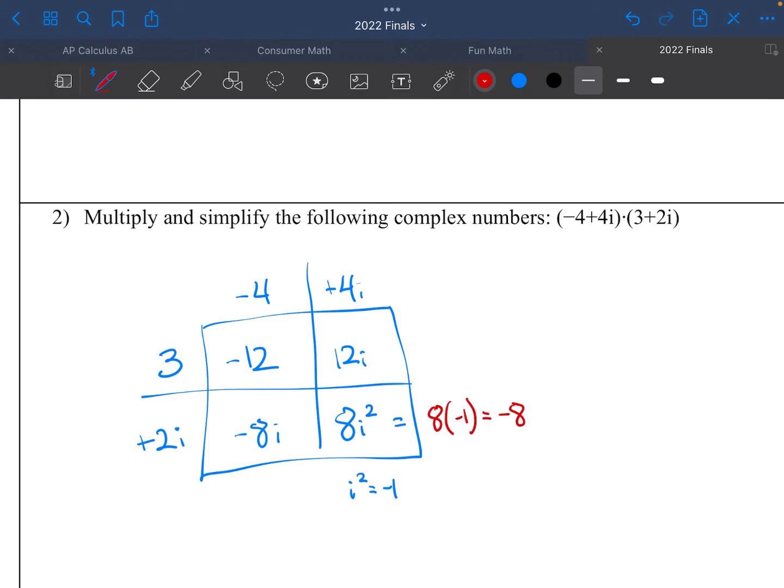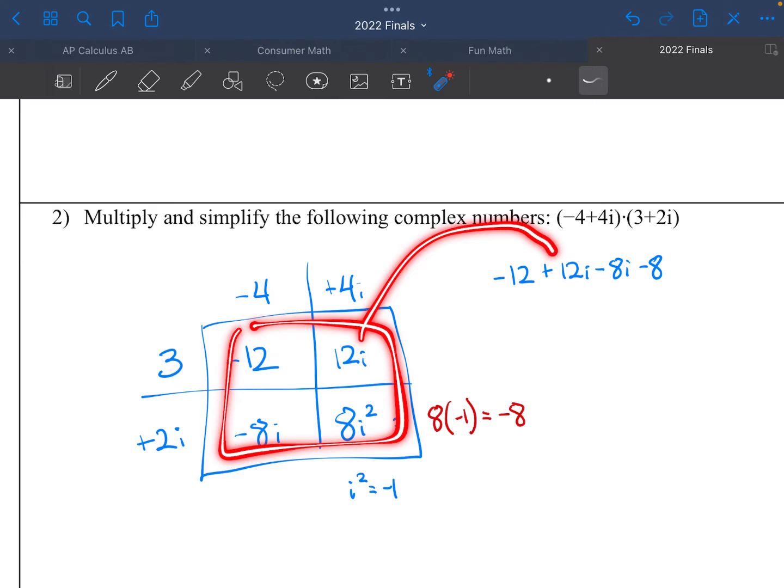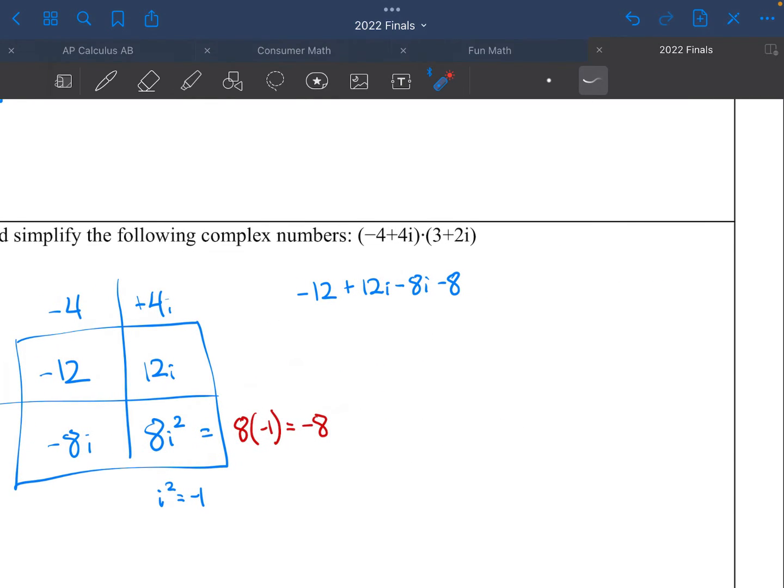All right, so I'm just going to add all 4 of those spots together again. So I had a negative 12, I had a 12i, I had a negative 8i, and I had a negative 8. I add all 4 of those numbers together. Every single number inside this box has been listed over here, and I'm going to combine like terms, namely the i's and the non-i's. So let's do the non-i's first. I have a negative 12 and a negative 8. That is a negative 20. And then finally, I have a 12i minus an 8i. That is a 4i. So negative 20 plus 4i, and I have my final answer.